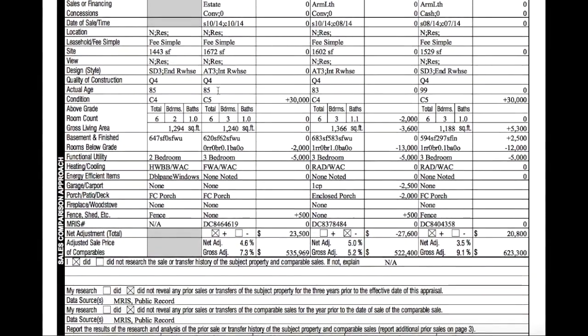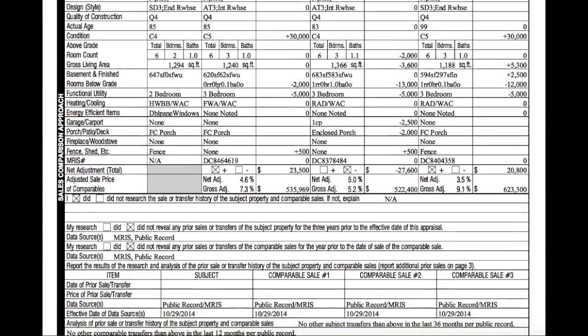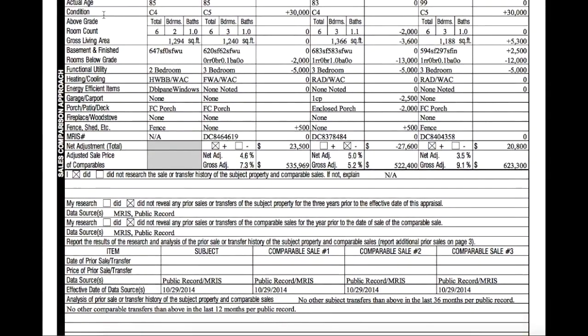For example, looking at the condition of the property. C4, they use these codes to describe the condition of the property. C5 is not a very good condition. Therefore, they've added $30,000 of value to comp 1 as well as comp 3 to bring it up to par with the subject property. And that's what you do on an appraisal, is you make positive and negative adjustments to the comps to try and bring it on par with the subject property.